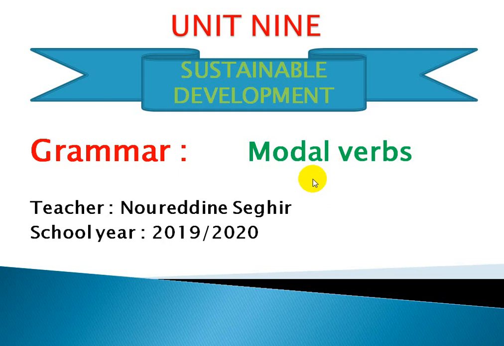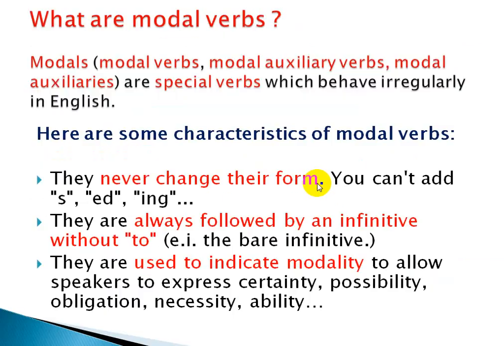Before we start speaking about modal verbs in detail, let's give a definition of what modal verbs are. Modal verbs are also called modals or modal auxiliary verbs. Modal auxiliaries are special verbs which behave irregularly in English. Special verbs, not like other verbs, and we are going to see why. These verbs have some characteristics.